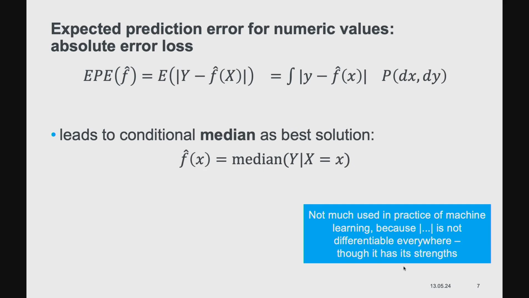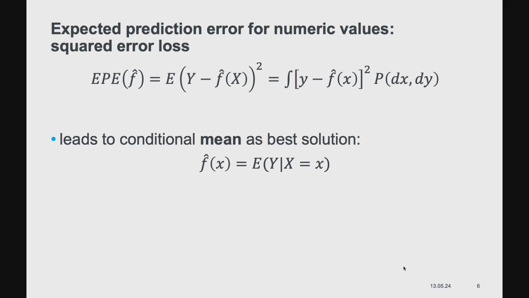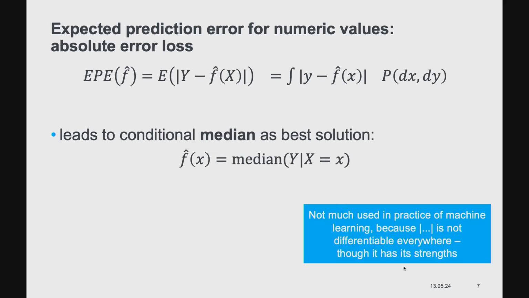We can also, instead of taking the squared error, look at the absolute error. Actually, what we get then is not the average y, but we get the median y for a particular x.